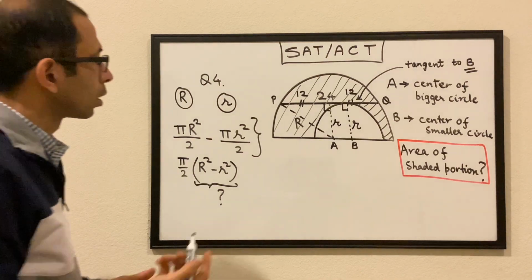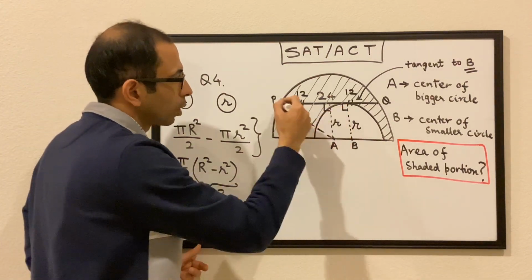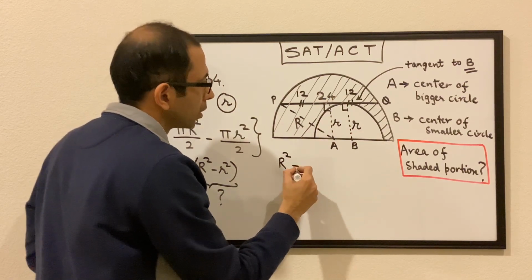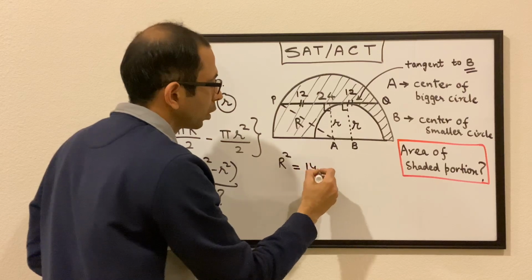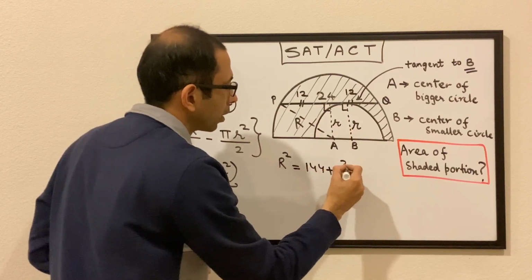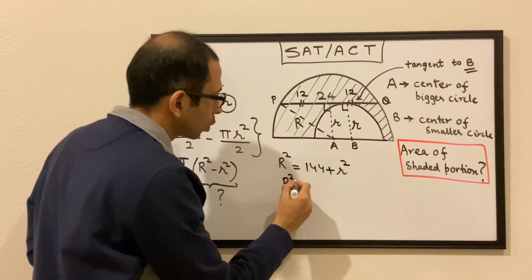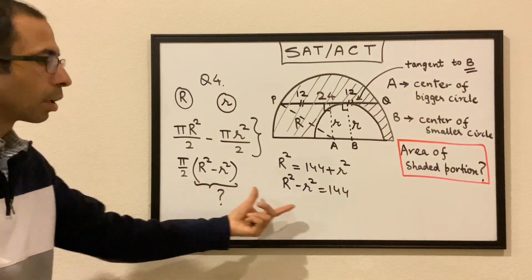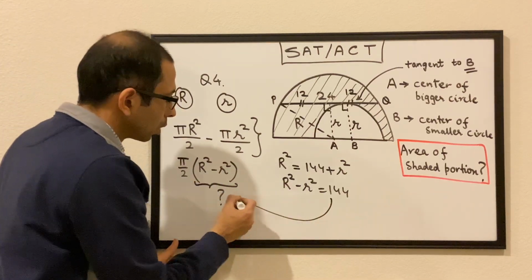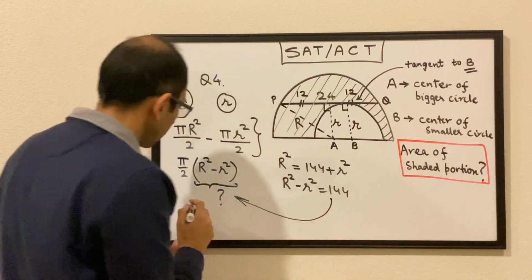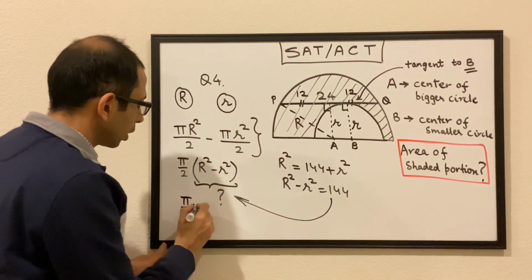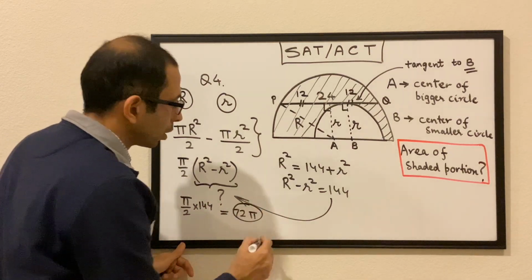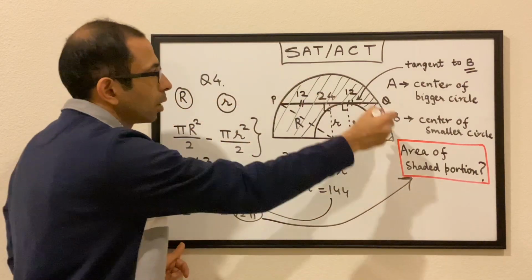Right? Now it becomes very simple. You just look at the Pythagoras theorem for this triangle and we say that R squared is equal to 12 squared, which is 144, plus r squared. Or in other words, R squared minus r squared is equal to 144. And this is what we were looking for. So we just put in this value here and we get pi over 2 times 144, which is 72 pi. So 72 pi is the area of the shaded portion.